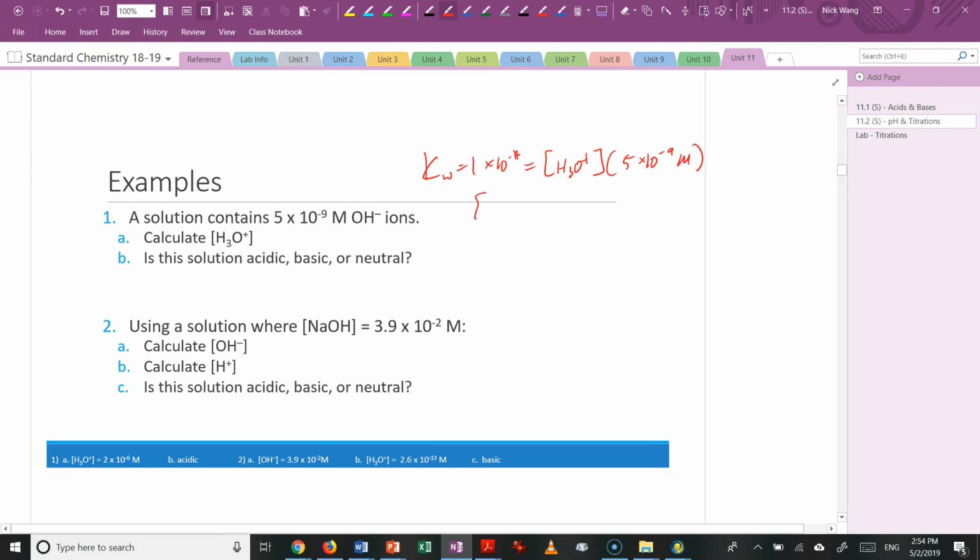To solve for that, I rearrange. The hydronium ion concentration is going to end up being 2 times 10 to the minus 6th molar. Now, is the solution acidic, basic, or neutral?